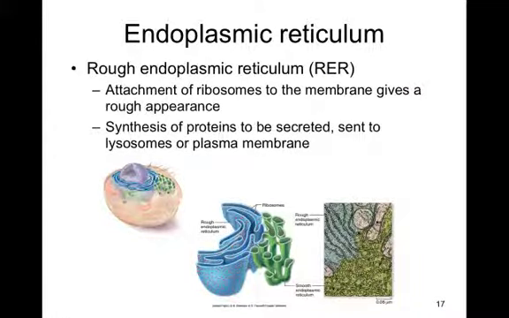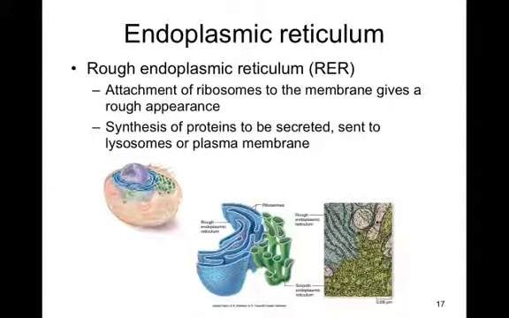Let's look at endoplasmic reticulum. There are two types of endoplasmic reticulum. There's rough endoplasmic reticulum, shown here in blue, and smooth endoplasmic reticulum, shown in green. The rough endoplasmic reticulum, or RER, is rough because it has ribosomes attached to it.